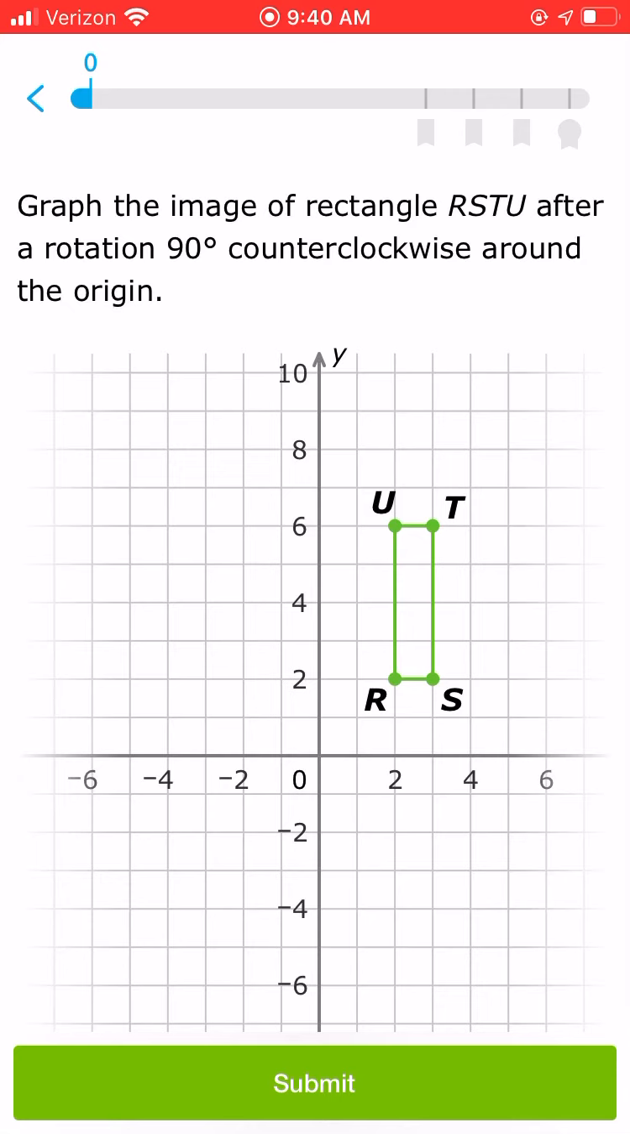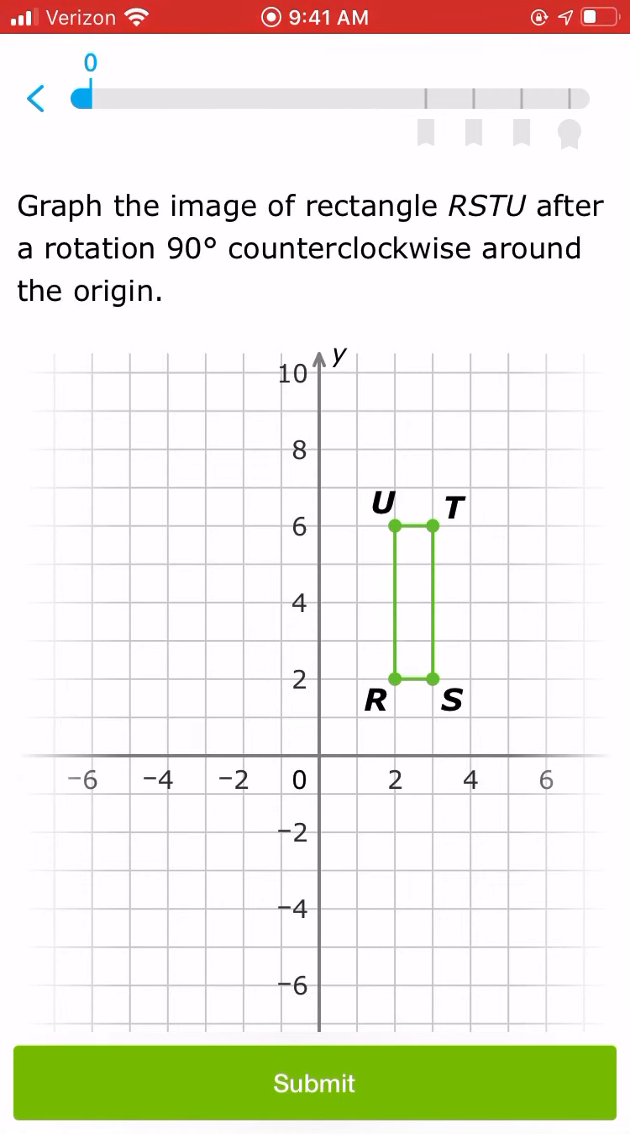So let's look at this. First of all, it tells you to graph an image of the rectangle after the rotation of 90 degrees counterclockwise. Now that's important because clockwise, if you had a minute hand straight up and down on the y-axis and it started going like a clock, it would go to the positive x-axis and then the negative x-axis. So if you were rotating this clockwise, you would go from the first to the fourth quadrant, but you're not. You're doing counterclockwise, so that's opposite. So you're going to go from the first to the second quadrant.